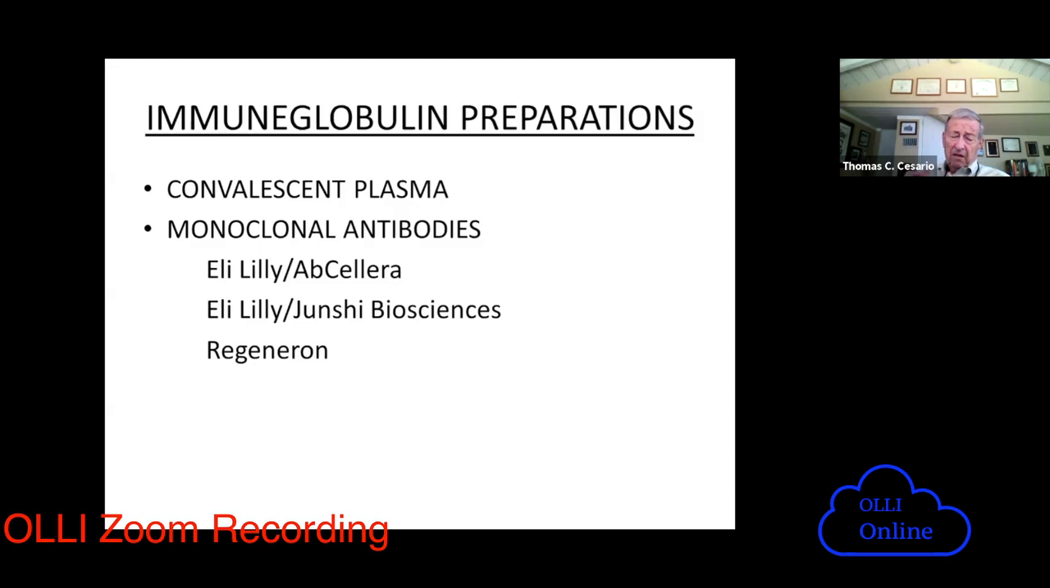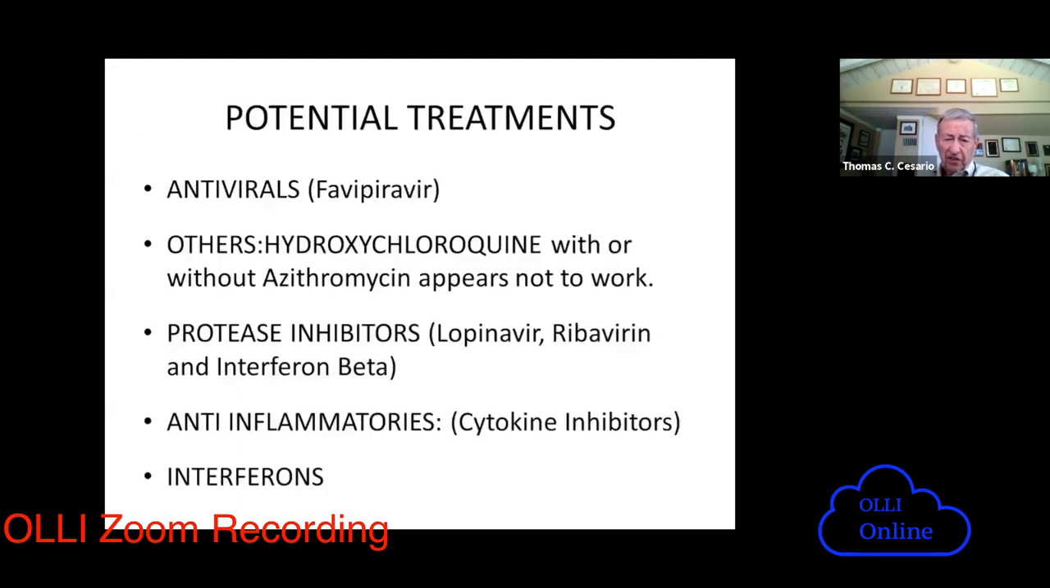And that's what the pharmaceutical industry is trying to do. Eli Lilly, in concert with two different companies, has developed that type of antibody, synthetically produced in cells. We call them monoclonal antibodies. And Regeneron is a company that has an antibody cocktail, also intended for the same purposes. These are currently being tested. Next slide. And the next slide tells you other potential treatments.